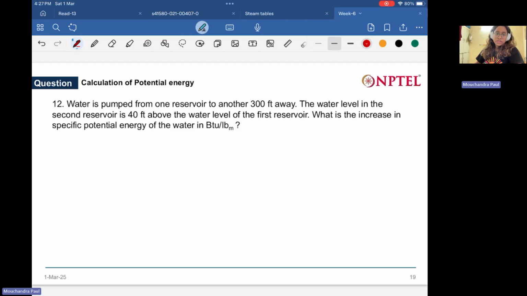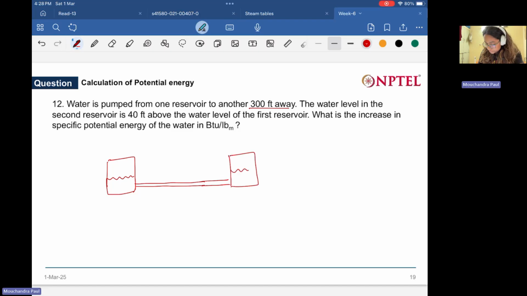So in this question, you are asked to calculate the potential energy. Water is pumped from one reservoir to another that is 300 feet away. This is reservoir 1 containing water, and the second reservoir is approximately some 300 feet away. First, second.